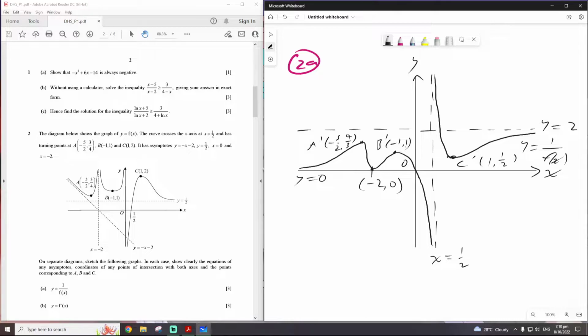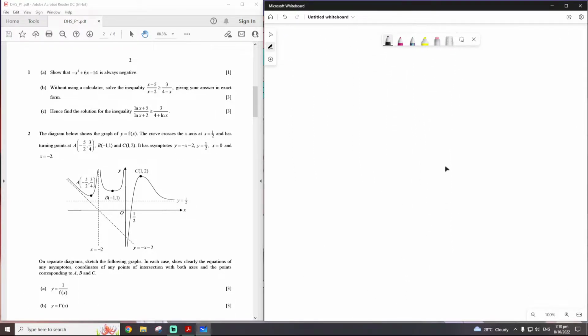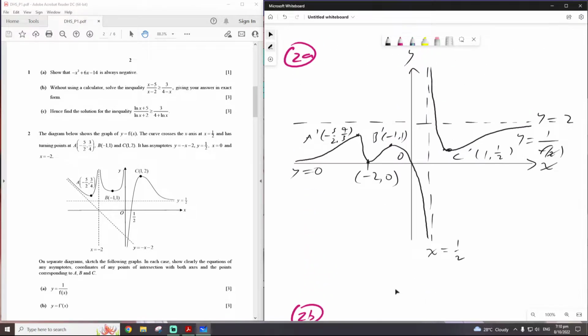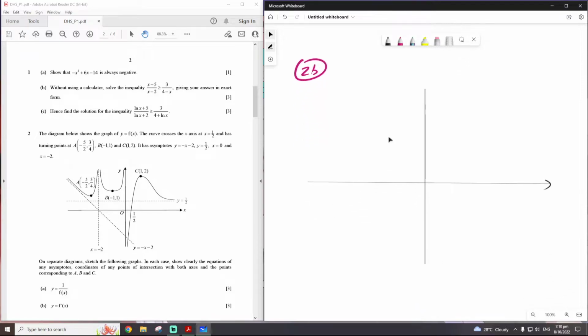Okay, did I miss anything? No, I think we're good. So that will be the reciprocal graph. We also have to sketch the derivative graph for part B. Yeah, okay. 2B.